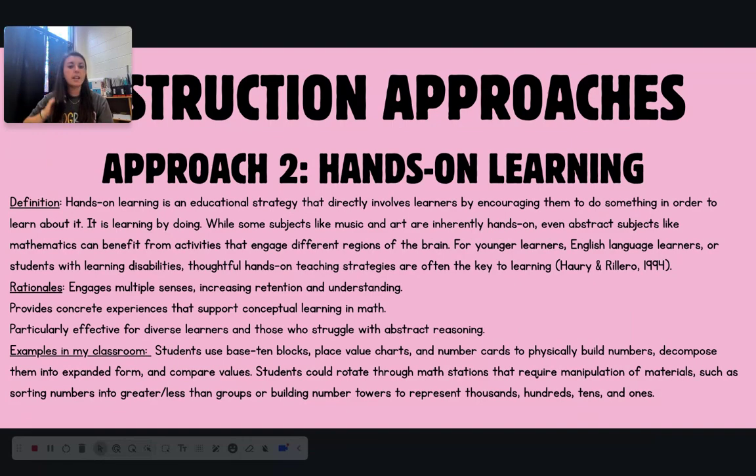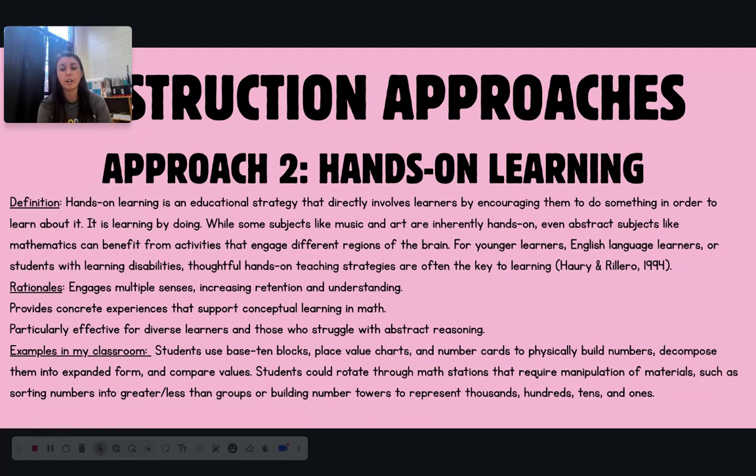So then the second approach is hands-on learning. Hands-on learning is an educational strategy that directly involves learners by encouraging them to do something in order to learn about it. It is learning by doing. While some subjects like music or art are inherently hands-on, even abstract subjects like mathematics can benefit from activities that engage different regions of the brain.